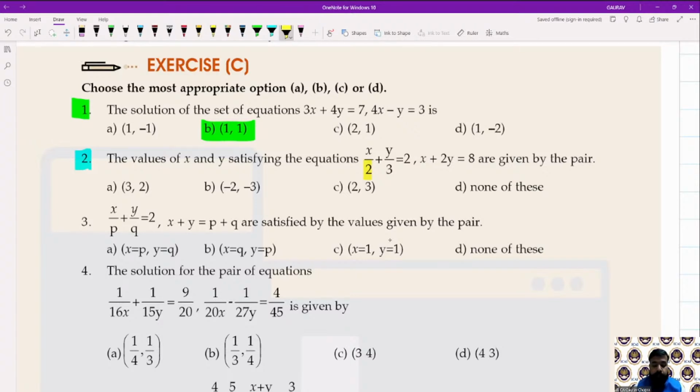So if we see option number C, it is 2 comma 3. If we put 2 by 2 plus 3 by 3, what are we getting? 1 plus 1, that is 2. So equation number 1 is satisfied. And the same we can check in the second equation also. So 2 plus 2 into 3, we are getting 8. So equation number 2 is also getting satisfied. Therefore, option number C will be correct.